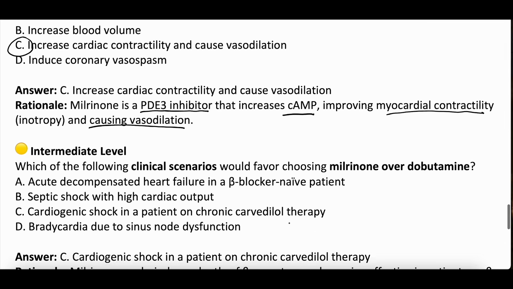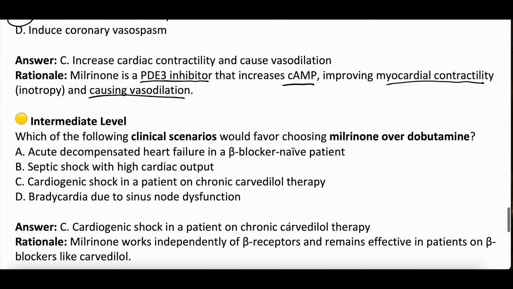The answer is C, cardiogenic shock in a patient on chronic carvedilol therapy. Milrinone works independent of beta receptors, and as such it remains effective in patients on beta blockers like carvedilol. If we go into the other answers, for answer A, acute decompensated heart failure in a beta blocker naive patient, dobutamine would be just fine, right? Because they're beta blocker naive, their beta receptors would be happy to receive some dobutamine or milrinone.